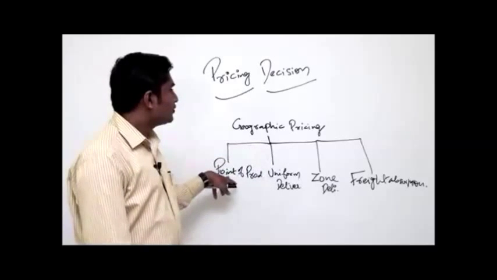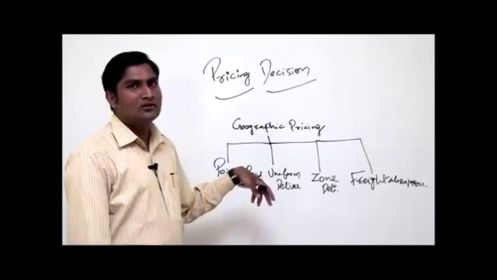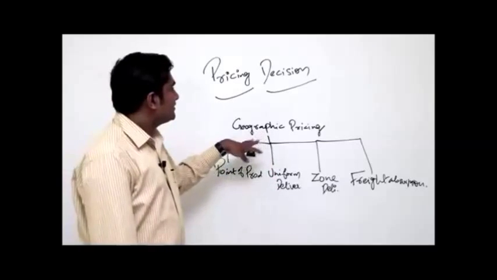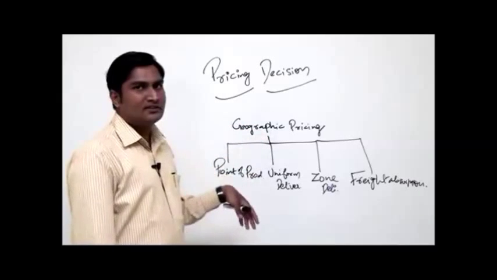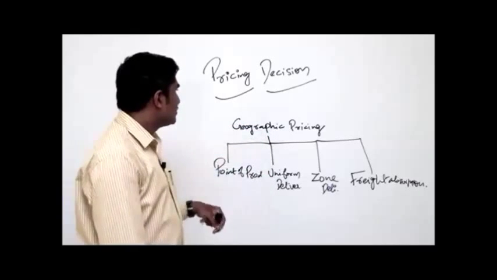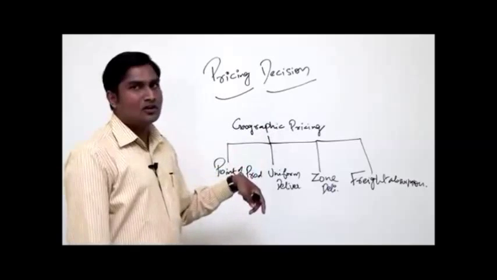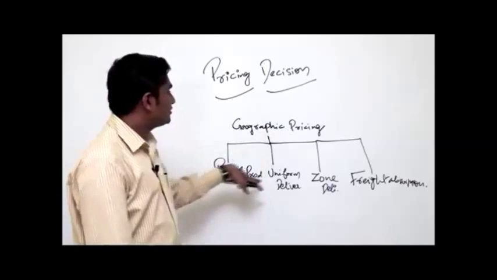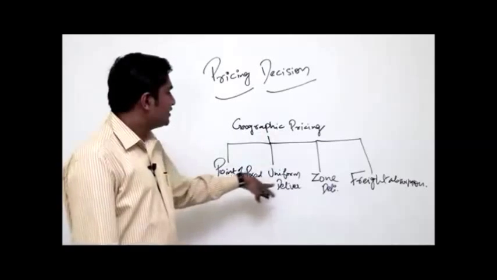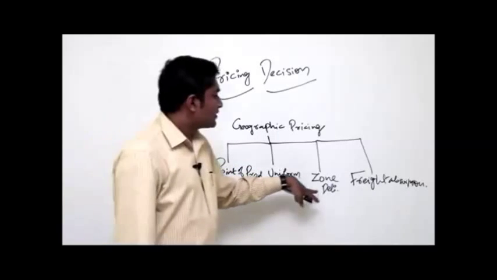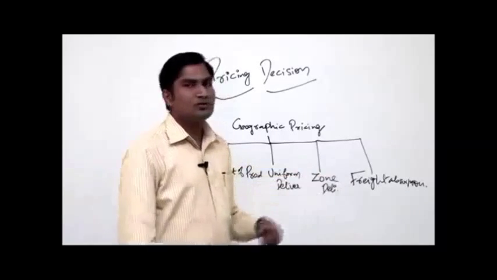So this freight or transportation expenses will be included in various places at various rates, so that the pricing according to the geographic situations will vary from one point to another. On the basis of that geographic pricing, the total pricing strategy can be classified into 4 types: point of production basis, uniform delivery basis, zonal delivery basis, and freight absorption basis.